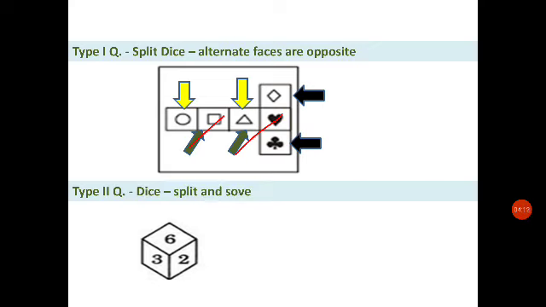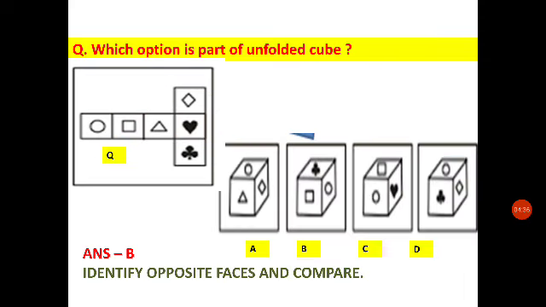This is the most important point which you should remember while solving these dice and cube types of problems. Then type 2 questions are basically where a solid dice is given and then you have to find out the numbers. So the best way of solving these types of problems is to split them the way it has been done here and then try to find out the answer. Now let's see the question. The question is, which option is part of the unfolded cube?